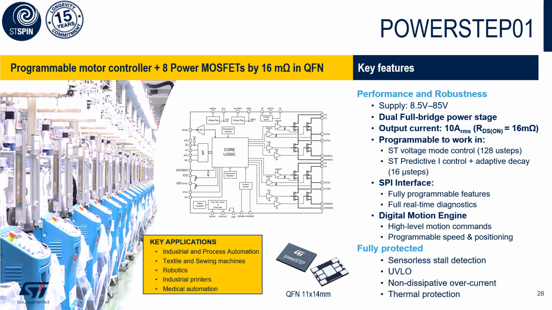It works from 8.5 up to 85 volt, and thanks to the embedded 60 milliohm MOSFETs, it can deliver a current output up to 10 amp. It can work in 2 different modes. One is the voltage mode for a smoother and silent motion up to 128 microsteps, and for more precision it can work in the predictive current mode with an adaptive decay up to 60 microsteps. It offers a SPI interface, real-time diagnostic, and it's fully programmable. It has a fully protected power and driving stage, and all this comes in an 11 by 40 mm QFN package.